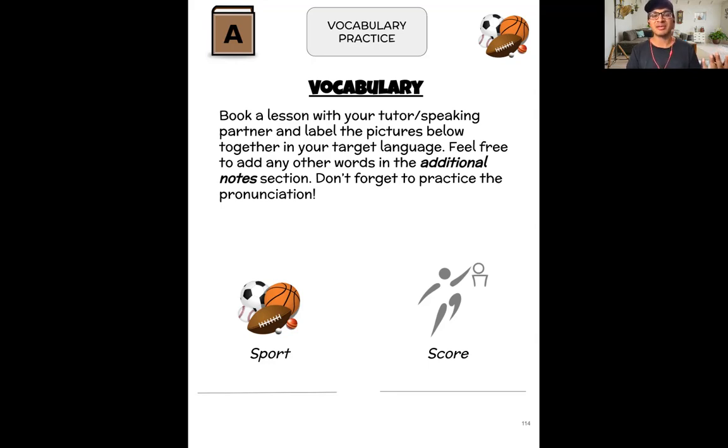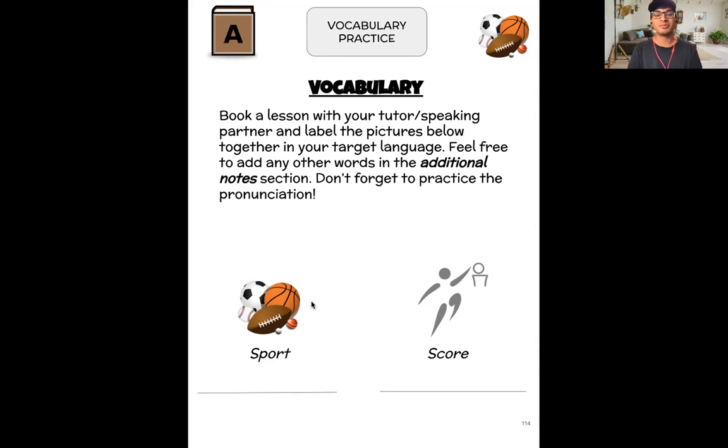Not because I have nothing to say, but because I just don't know very, very basic sports vocabulary. That's happened to me too many times to count. So I've decided to put a little sports section in here. Feel free to skip it if you're really not into sports and you never talk about sports. Feel free to skip it and go to something else. But I think it's good to have at least some kind of basis around it.